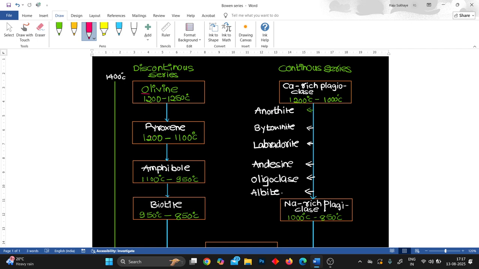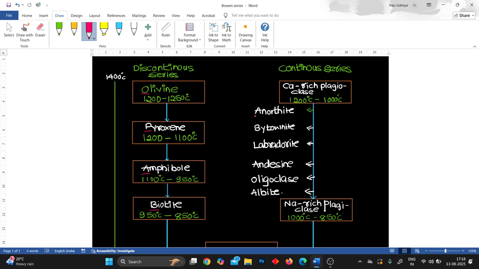I use the first letters O, P, A and B. Using the first alphabets of each mineral, I can make a mnemonic: old, people, are, best. Old for olivine, people for pyroxene, R for amphibole, best for biotite. If I use mnemonics and make things understandable, it can be easily remembered by me. That will turn out very helpful for you to write in the exam and know the series in the proper sequence.